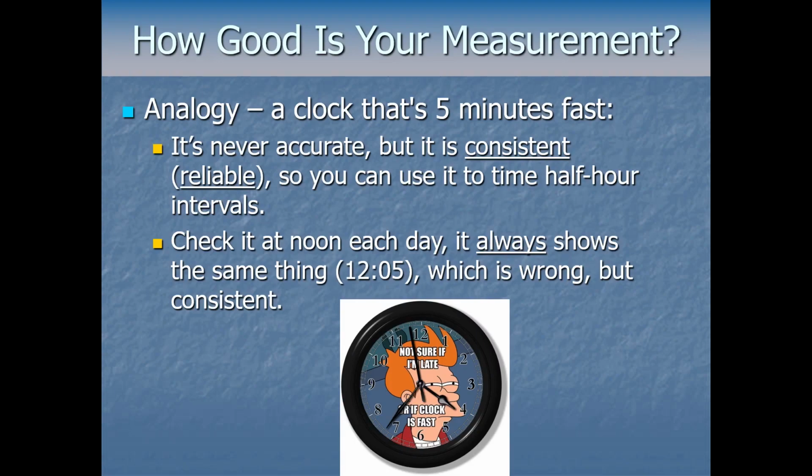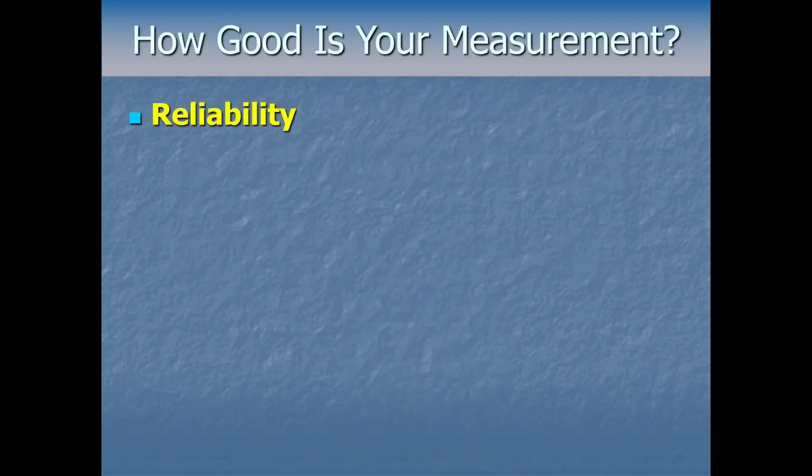You could use it to time half-hour intervals or plan your drive. Think about it. If you check it at noon each day, it's always going to show you the wrong thing, right? It'll show you 12:05, but it'll always show the same thing. So we can say it's reliable.